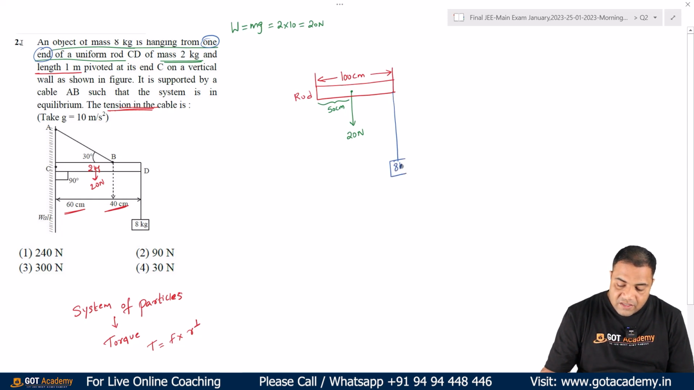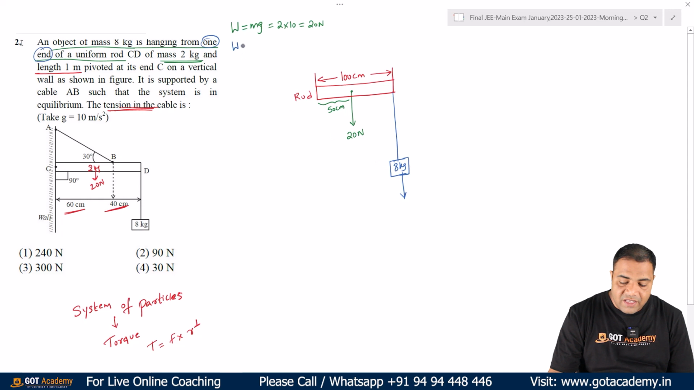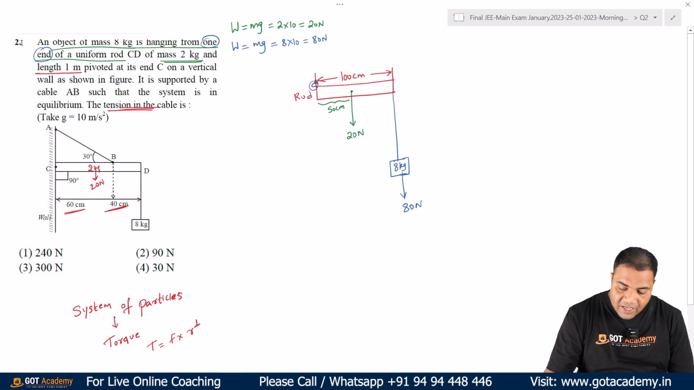What was given is that this is 8 kg. If it is 8 kg, what is its weight? Same as before, the weight formula W equals M into G. Now the mass is 8, G is 10, so we can write it as 80 Newton. It is a distance of 100 centimeters. This point is given as C and this point is given as D. The question itself has given that it is pivoted at end C, so that is the reason I am taking C.